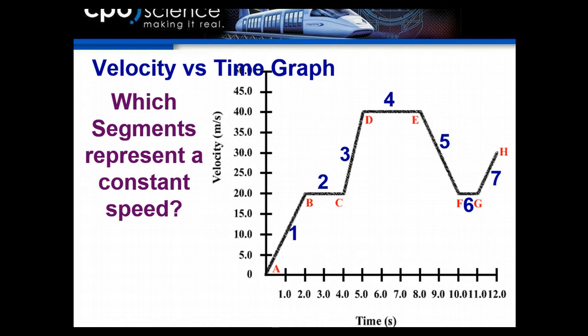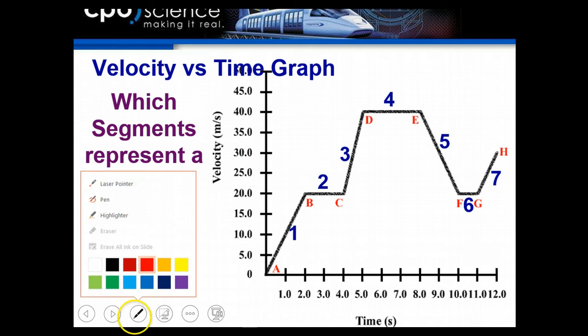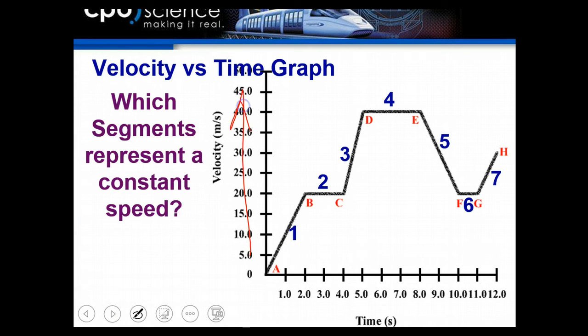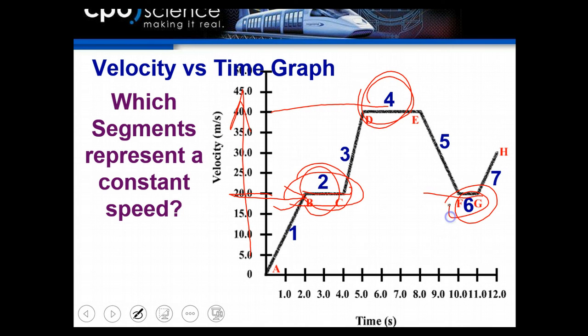Okay, so which segments represent a constant speed? So again, this one not too difficult. Here's the speeds. And so our flat ones, this is 20 meters per second. So it stays right there. So that would be a constant speed. So 2, 4, and 6. Okay.